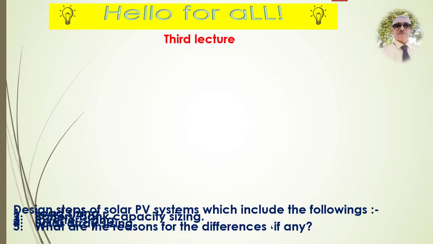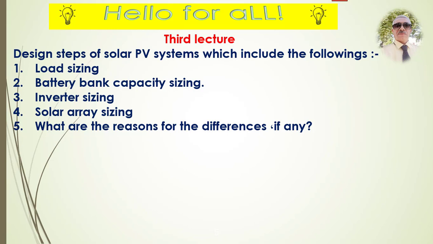In the third lecture, we will discuss design steps of solar photovoltaic system, which include the following steps: load sizing, battery bank capacity sizing, inverter sizing, solar array sizing, and we also discuss if there are any differences between the results of manual calculation and the results of simulation.